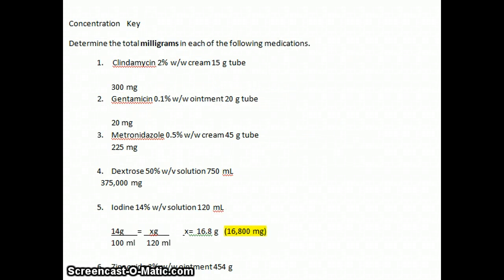In this section, we are to determine the total milligrams in each of the following medications. The one here in the yellow I've already done. Iodine, 14% weight in volume, in 120 milliliters. We set this up by saying 14 grams over 100 milliliters equal to X grams over 120 mL. Multiply 14 by 120 divided by 100. X equals 16.8 grams. You have to convert that to milligrams because our answer is supposed to be in milligrams. You move your decimal 3 places to the right, and your answer is 16,800 milligrams of medication.